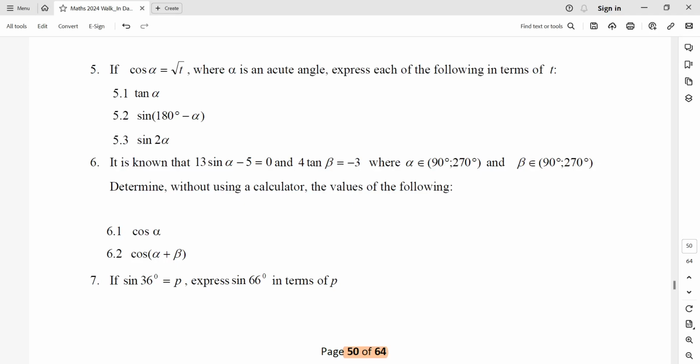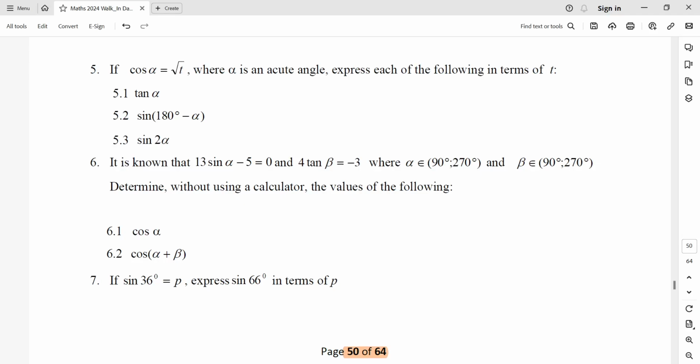Okay, the next question says that, question 5, if cos alpha is equal to root of t, where the angle alpha is acute, which is less than 90, and it can only be in the first quadrant. Express each of the following in terms of t.